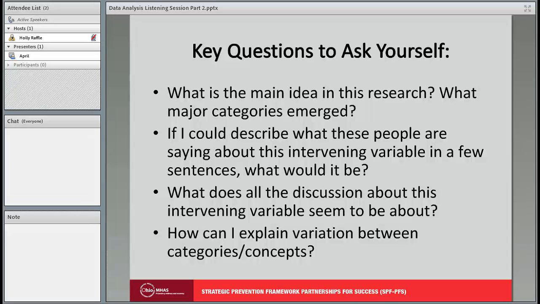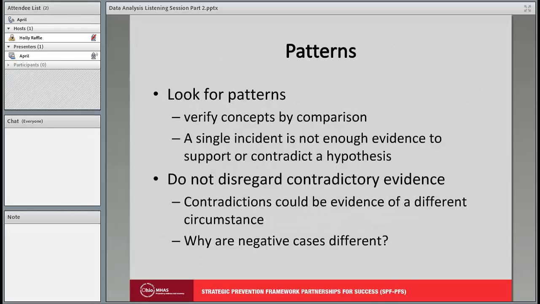So this stage is really about looking for patterns. You want to verify your concepts and categories by comparison. You should have already done this. But again, a single incident is not enough evidence to support or contradict a hypothesis or theory or theme that you might be seeing. It just needs to be explained. So you shouldn't be disregarding contradictory evidence. On the contrary, you should certainly be including it, and it could be evidence of different circumstances.